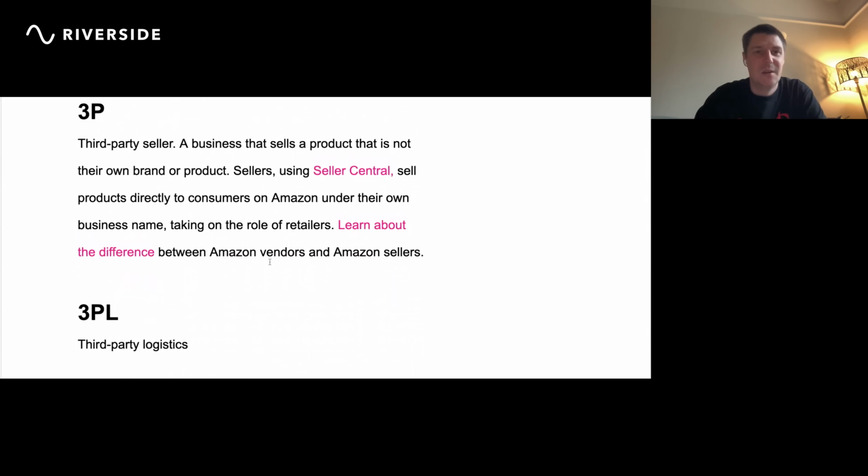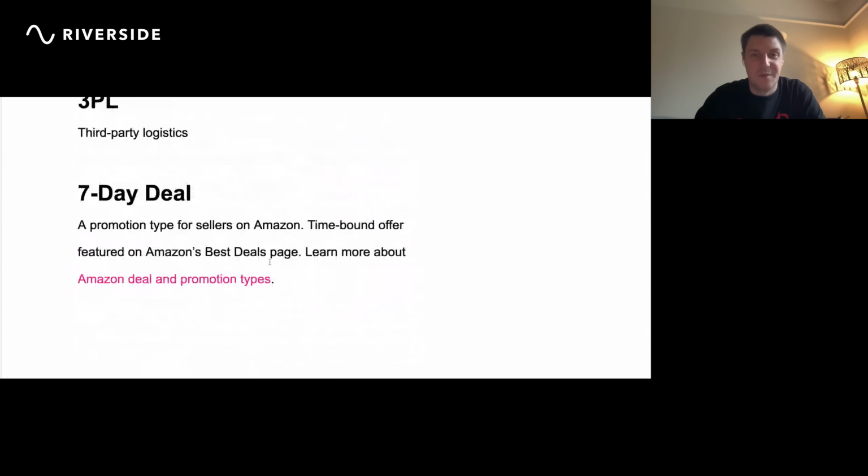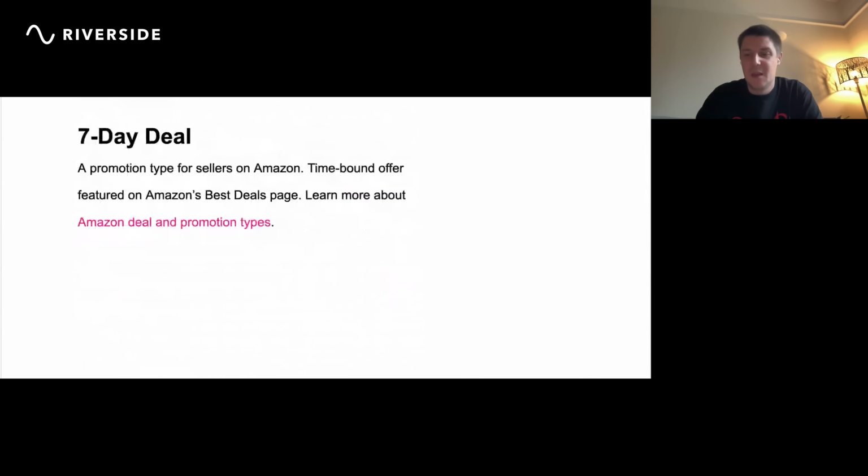7-day deals. So this is a promotion available to sellers on Amazon. A lot of promotions can be time-bound. A lot of promotions can be evergreen. A 7-day deal, I think the clue's in the title there. This is one of those that is time-bound. So this will run for a 7-day period. You will get a limited time offer red badge on your listing and in the search results, and you'll also appear prominently on Amazon's best deals page.